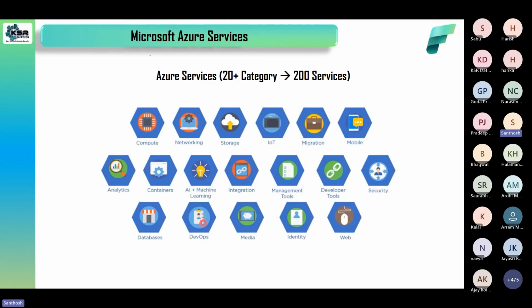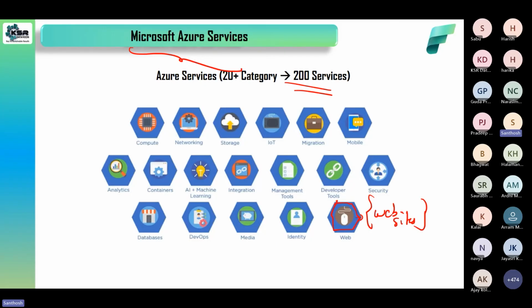But these guys, they provide you 200 services, and with the help of just a web service, you can build any website. You just need to go and request them.